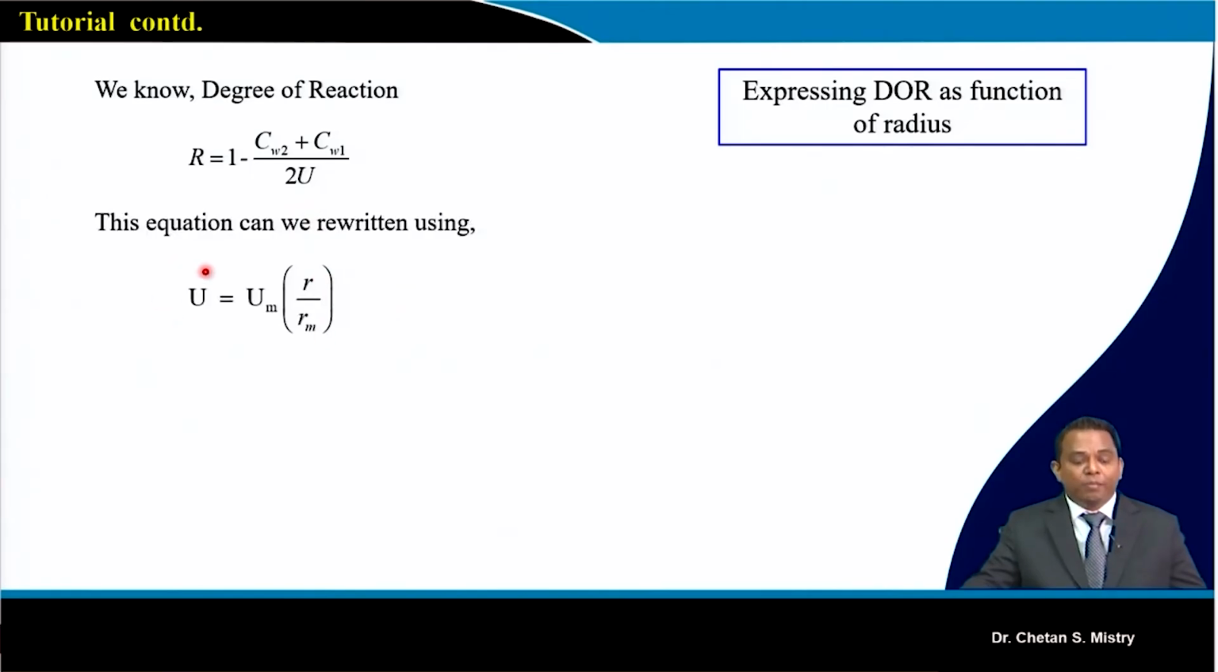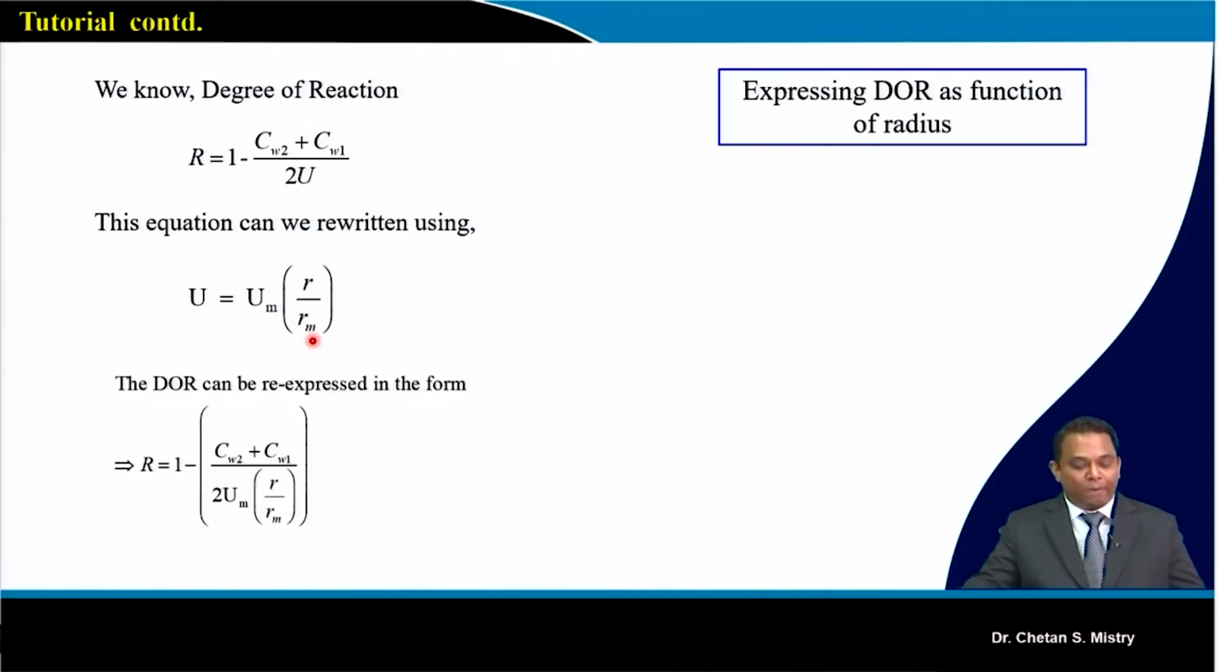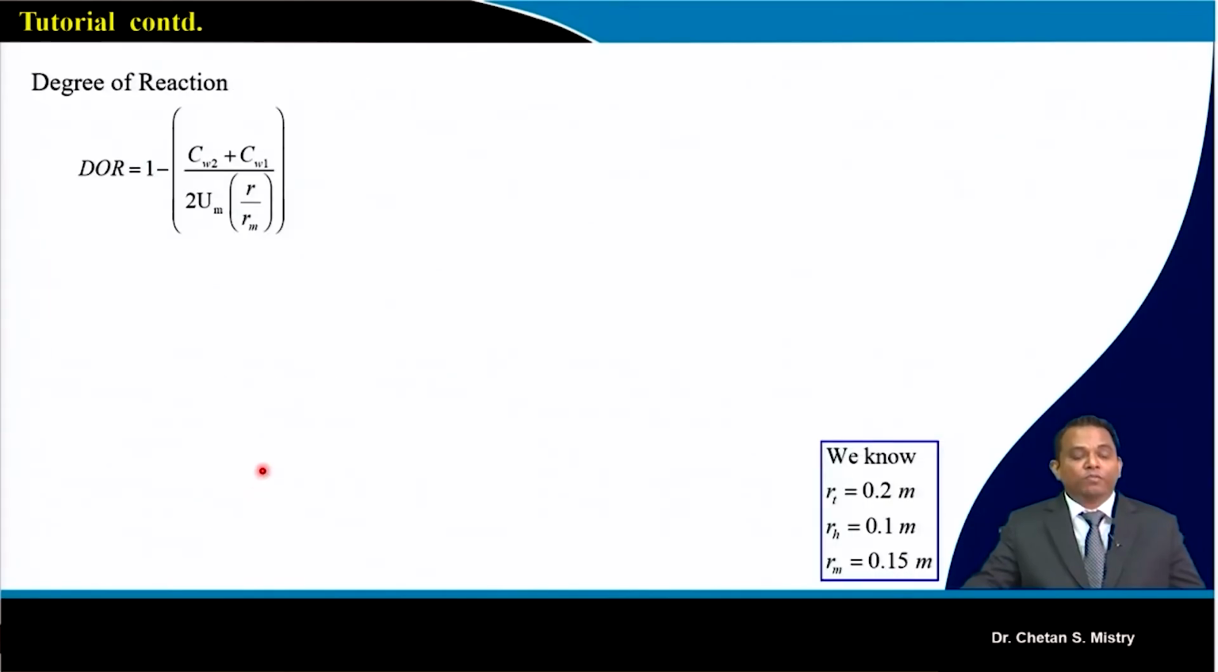We can write my peripheral speed at any station as my peripheral speed at the mid station into this radius ratio. This R is nothing but the particular station, and RM is my mid station. Okay. So if we put this in the form of a formula, we can represent my degree of reaction in this form. Let's reformulate that. So this will be my degree of reaction.